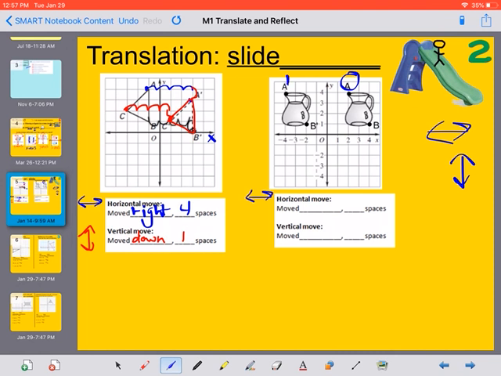So first, how many did we move left and right? We moved left 1, 2, 3, 4, 5, 6 from A to A prime, same point, just like the tip of the picture there. What did we say? 6. Moved left 6 spaces. And how many did it move up and down? This figure did not move up or down, it moved nowhere. 0 spaces, right? It didn't go anywhere. You don't need to say that if it didn't move anywhere. You can just say that it moved left 6 spaces.